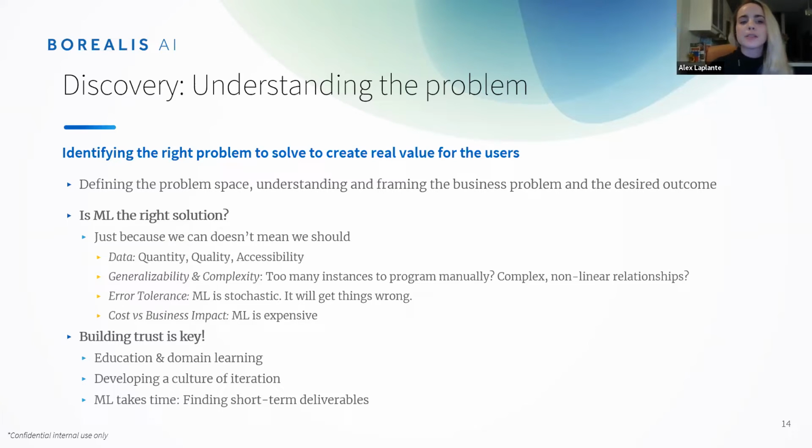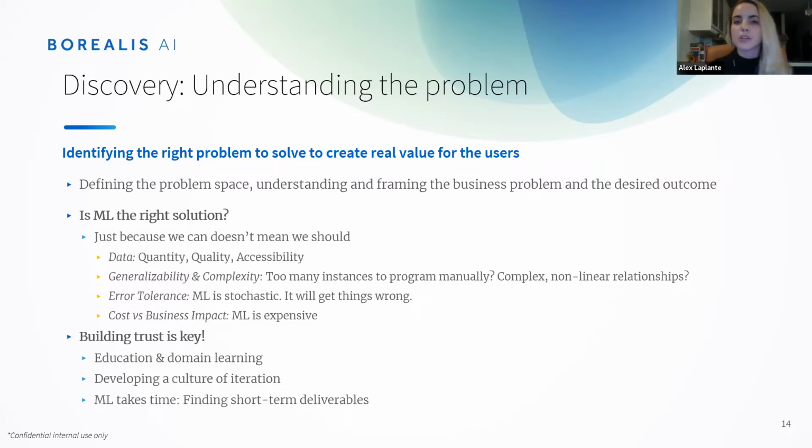You also have to consider things like error tolerance. Remember, with rules-based approaches, we know exactly what we're going to get out of that. If there is a very, very low error tolerance, you may not want to use a machine learning system. Machine learning is stochastic. It is definitely going to get some things wrong. And last but not least, and this one is often overlooked, I would say, is the cost of machine learning. Oftentimes we consider development cost of machine learning, but we forget about the production cost of machine learning. Generally in production, we need specialized tooling to support that. We often need access to GPUs.